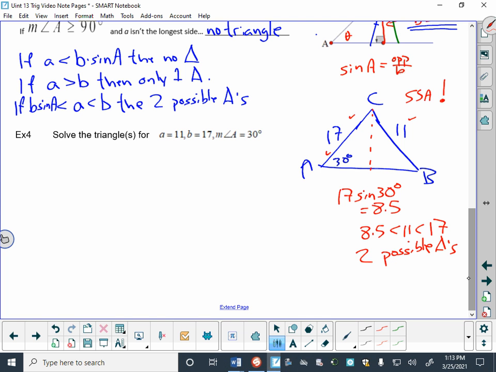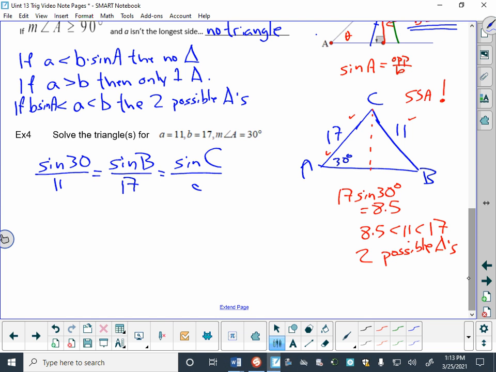Okay, so let's go ahead and set up the law of sines here, which is going to look like sine 30 over 11 is equal to sine B over 17. There's nothing else that we have at this point or can find at this point. All we would be able to say is sine of angle C over the length of side C, but we don't know either of those.